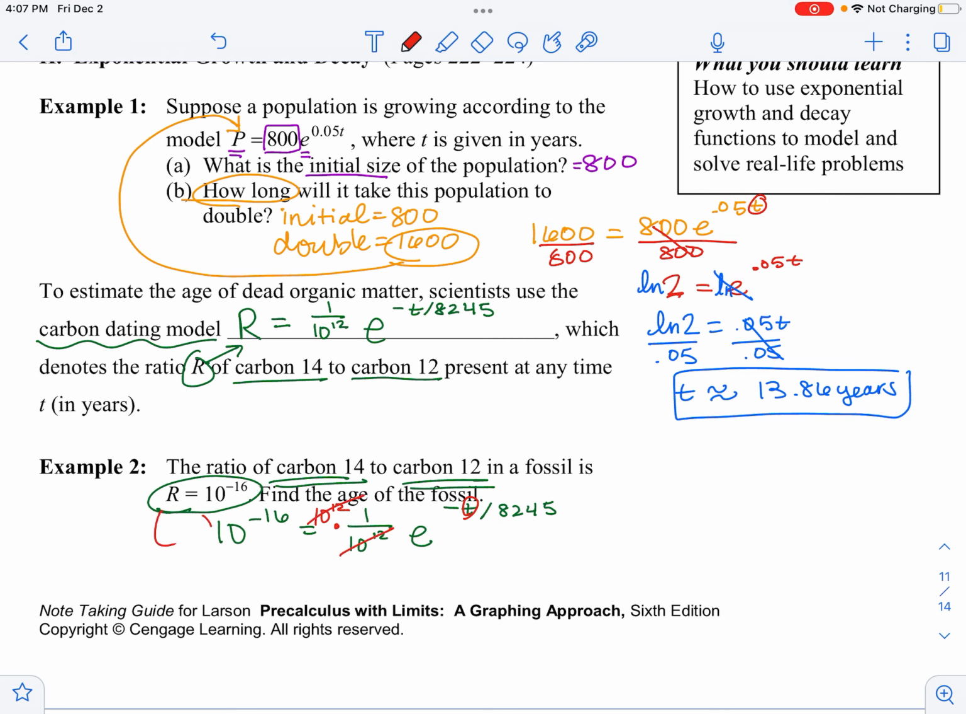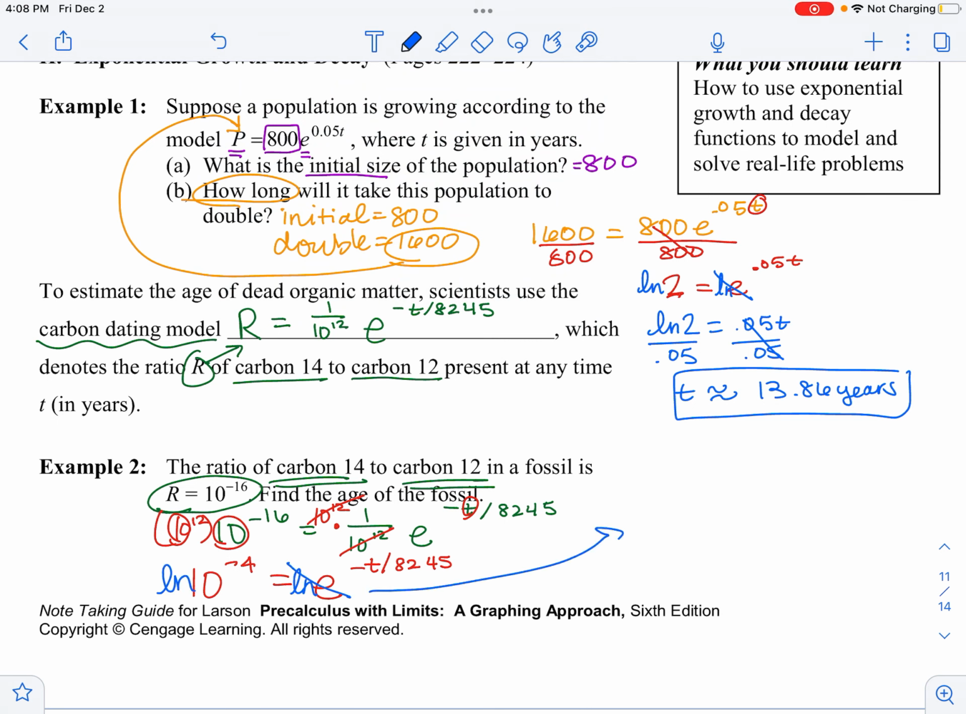What that does is I'm going to have to multiply it on both sides. Remember, base 10 to the 12 times base 10 to the negative 16 is base 10 to the 12 plus negative 16, which is negative 4, equals e to the negative t all over 8245. We're still going to get the t by itself, so we're going to take the natural log of both sides. That will cancel out the e.